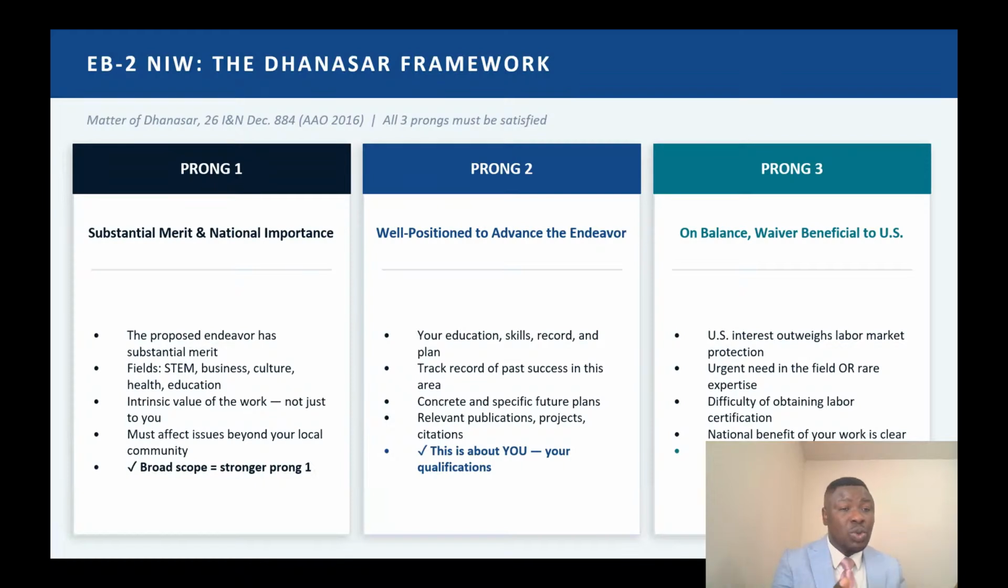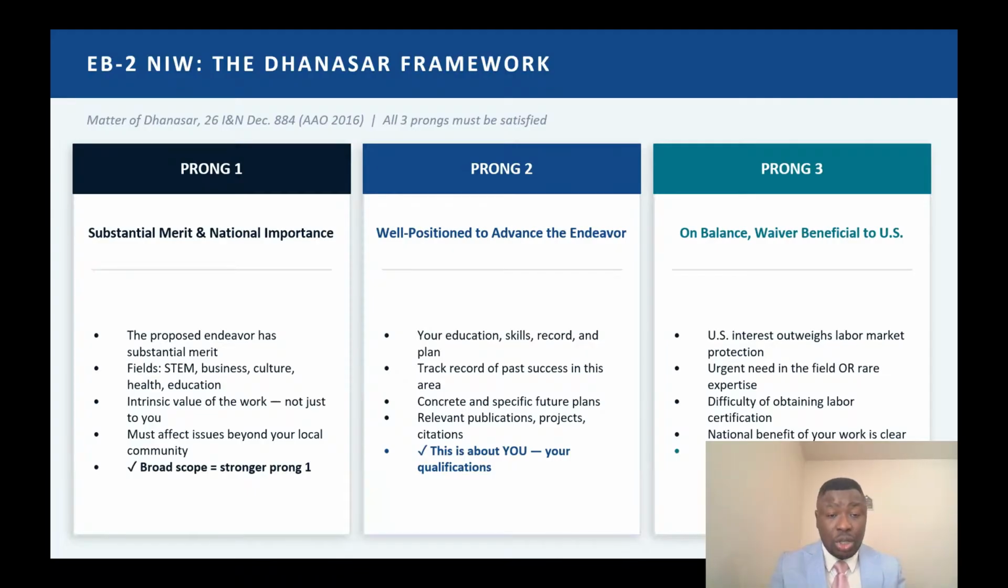Now, for EB2, the framework is you need to have a bachelor's degree plus 5 years of experience in a particular field, or a master's degree, or a PhD, or you could meet 3 criteria out of 6 that USCIS has established to show that you have exceptional ability. So EB2 has 2 routes, the advanced degree route and the exceptional ability route.